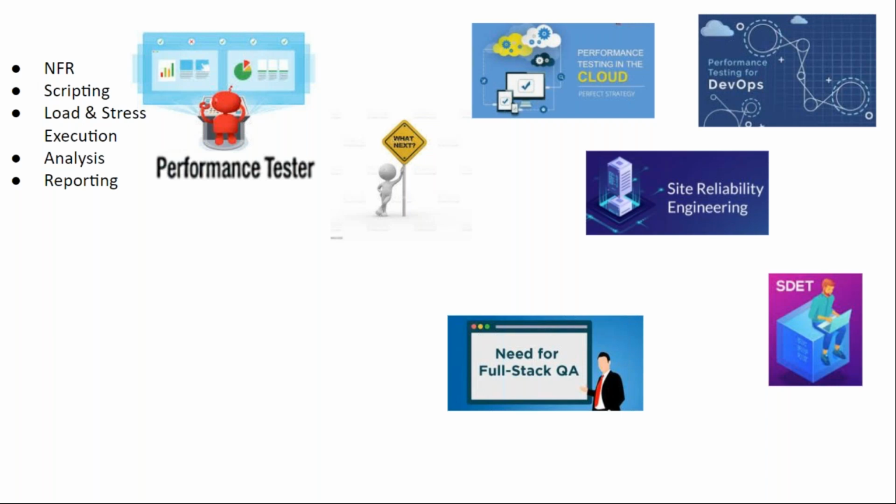Second is from a shift left, early performance perspective. As a performance tester, how can we leverage the existing automation scripts to get some kind of early indication without even creating our JMeter or LoadRunner script? How can we use the existing Selenium scripts, or how can we create our own scripts for simple flows and bring in single user performance or low volume test execution using the Selenium scripts?